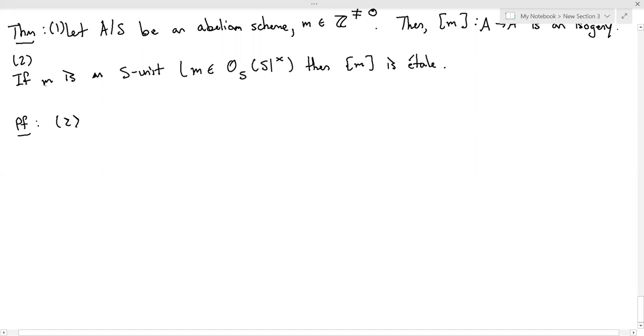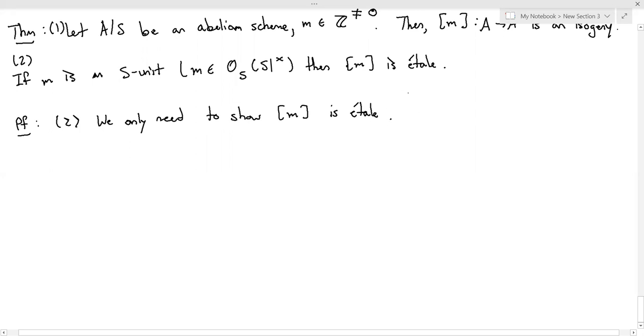Okay, so we want to show that multiplication by M is an étale isogeny, right? Sort of killing two birds with one stone, if you will. But really, we only need to show that M is étale. Why? Well, first of all, because surjectivity comes along for the ride. Basically all the other properties come along for the ride.